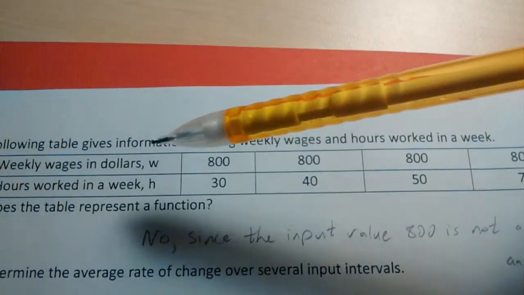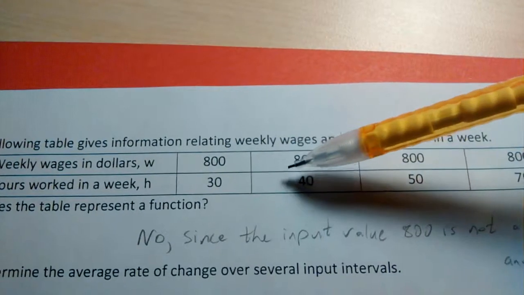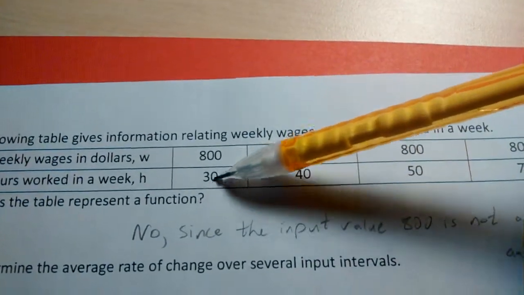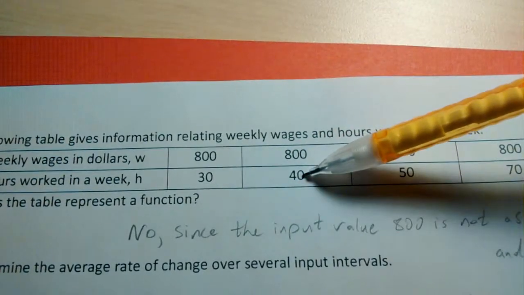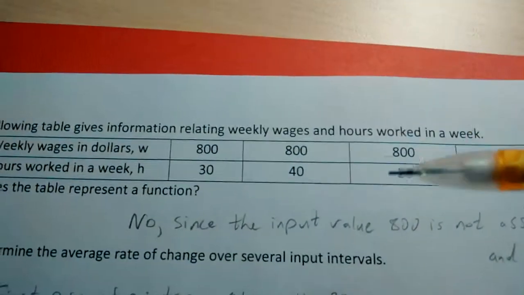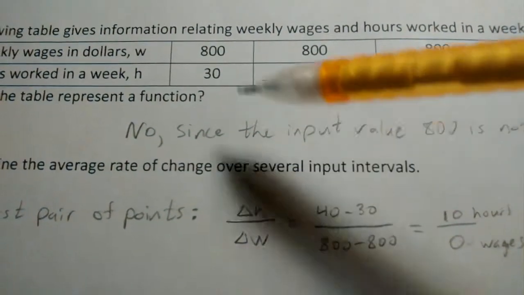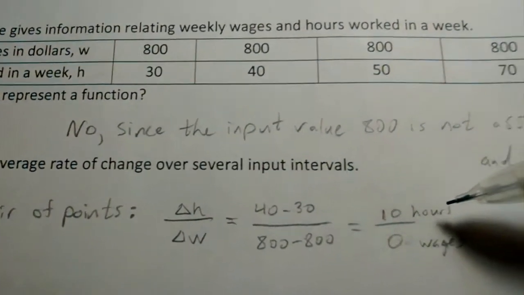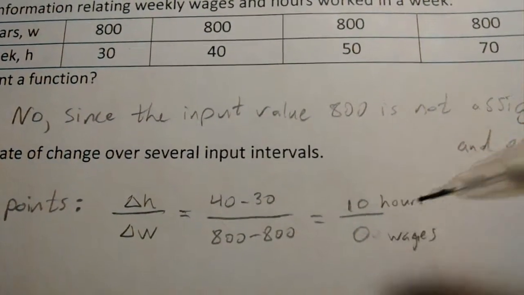The average rate of change in the hours worked with this first pair, so the formula would be this minus this over this minus this. But let's just talk about it. I mean, that's an increase of 10 hours for no change in wages. So the calculation would be the change in H divided by the change in W. So you have a 10-hour change, or an increase of 10 hours, for no change in the wages.